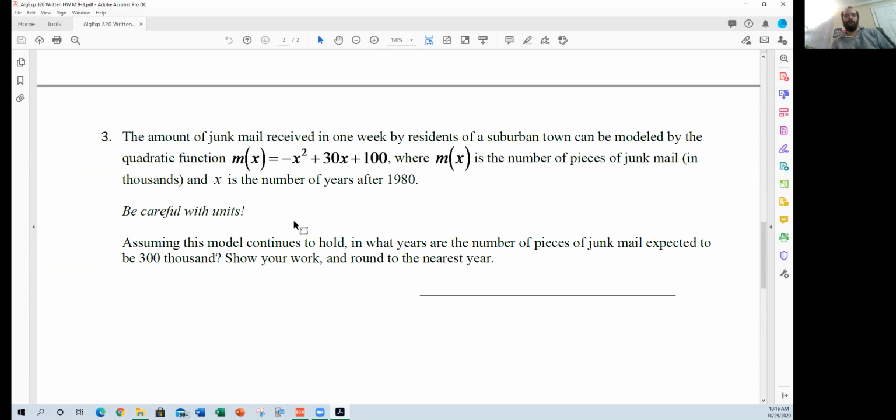The amount of junk mail received in 1 week by residents of a suburban town can be modeled by this quadratic function, where m of x is the pieces of junk mail and x is the number of years after 1980. So the x is the number of years after 1980. Assuming the model continues to hold, in what years are the number of pieces of junk mail expected to be 300,000? So how would you solve this problem?